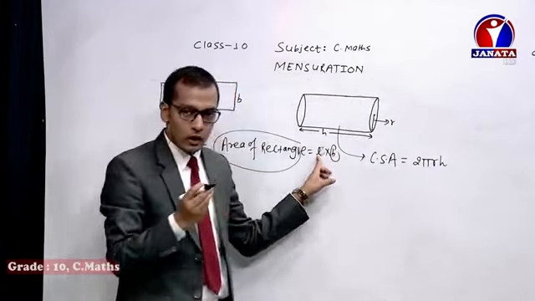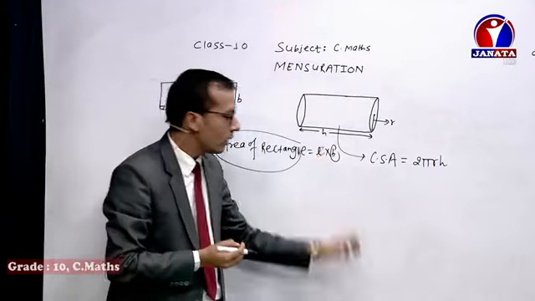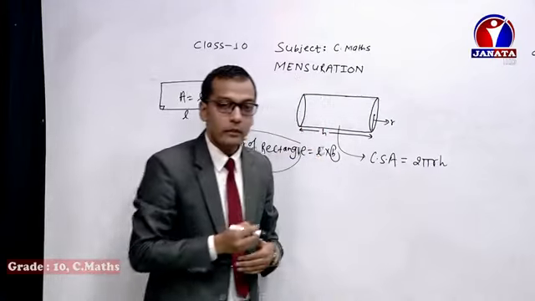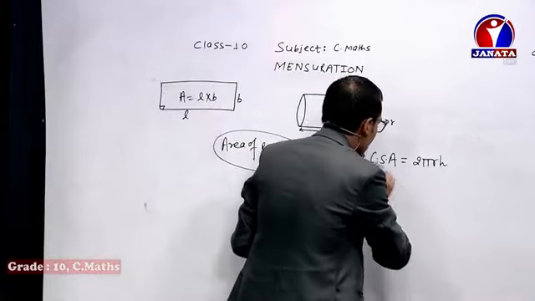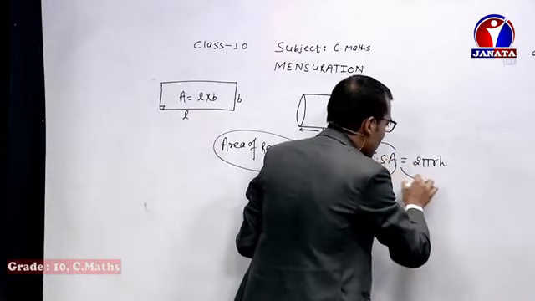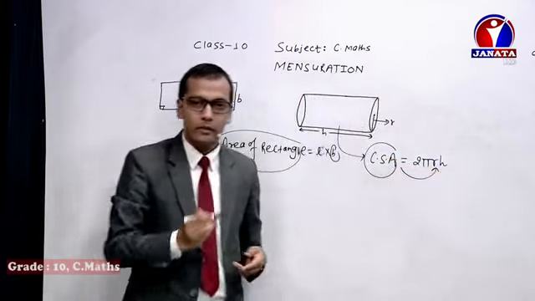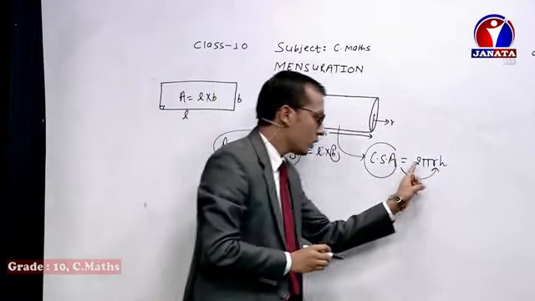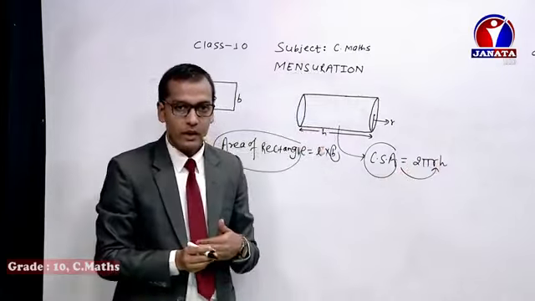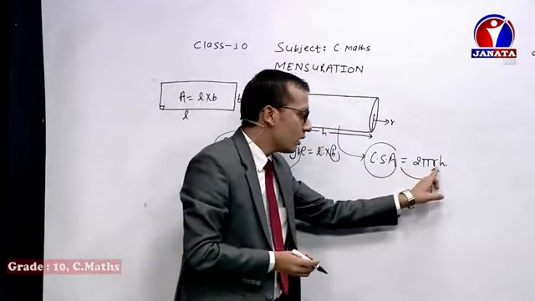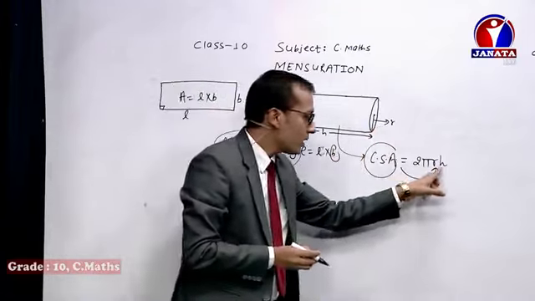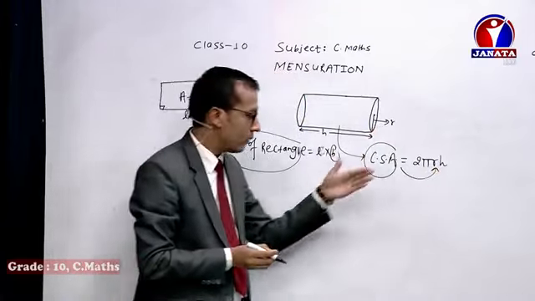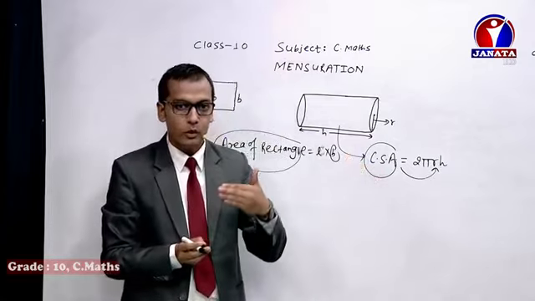Length becomes circumference. So what is the formula to find the circumference of a circle? It's 2 pi r. So the curved surface area or lateral surface area of a cylinder is 2 pi r times height. r is the radius of the circular base of the cylinder, h is the height of the cylinder, and pi is a constant. We know the value of pi.